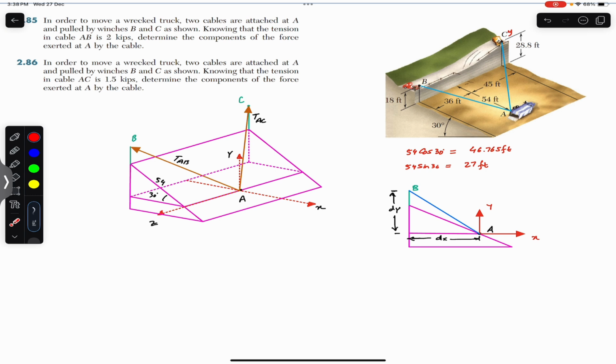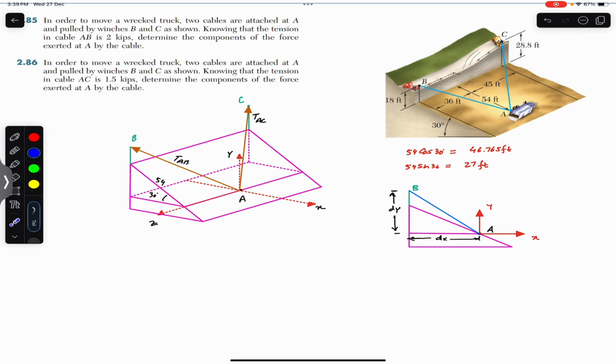Now we are going to solve these two problems which say that in order to move a rack truck, two cables are attached at A and pulled by wrenches B and C as shown. Knowing that the tension in cable AB is 2 kips, determine the components of this tension in cable AB at A by the cable, right? So we have to find the components of the tension in this AB cable. And similarly, in the second problem, we are given the magnitude of the tension in AC cable, and we are asked to find the components of that tension in AC cable as well.